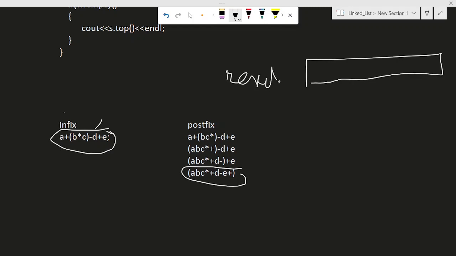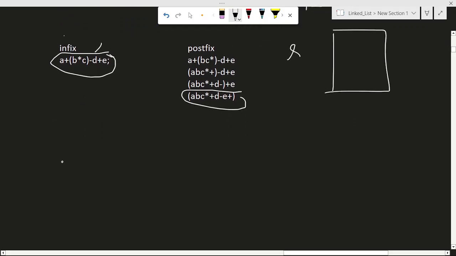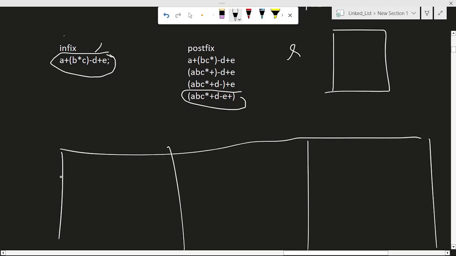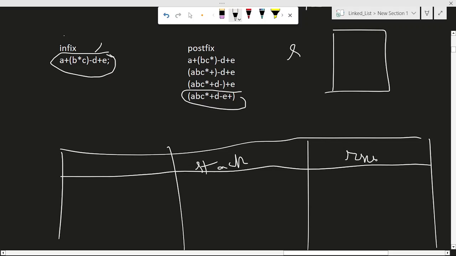Imagine I took it as result. Then again, I obviously need a stack. Let me take three columns. The expression is, orderly, you need to send all the characters. So this is the condition of the stack here, and this is the condition of the result, that is a string, and how it looks. In this result I need to get the output at last.